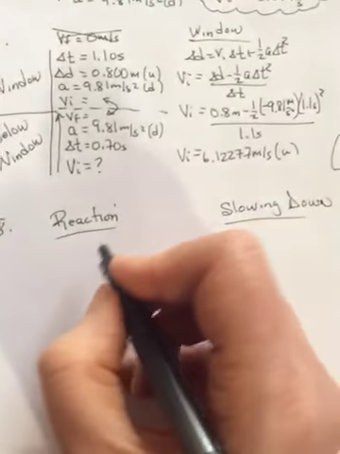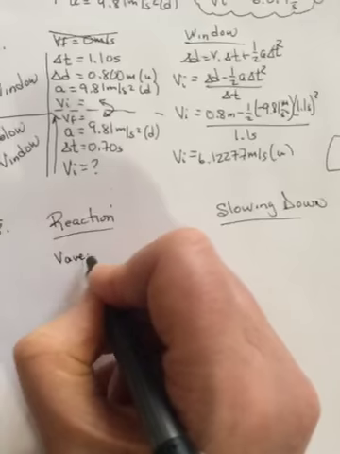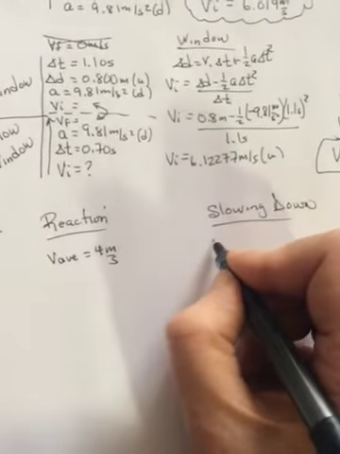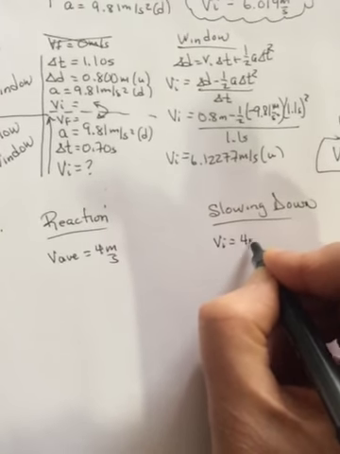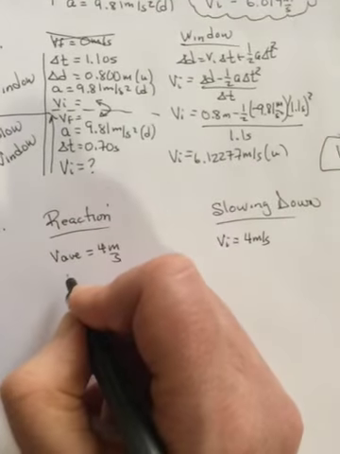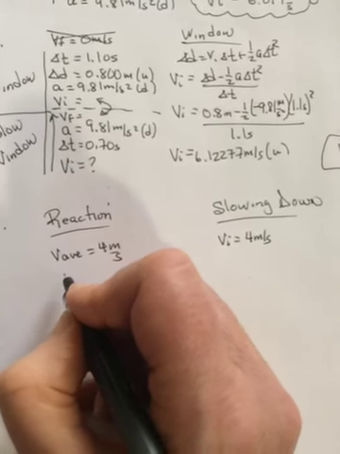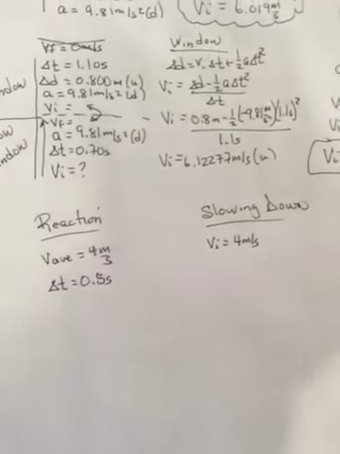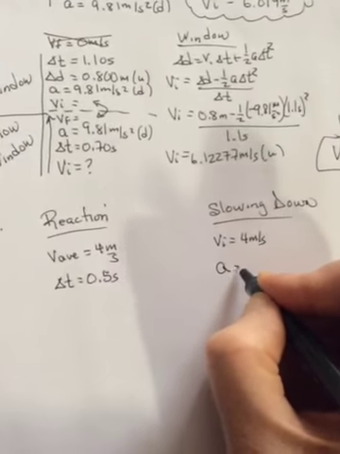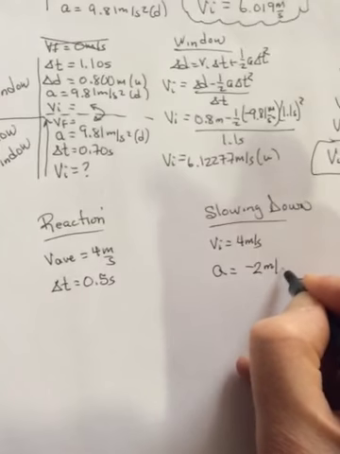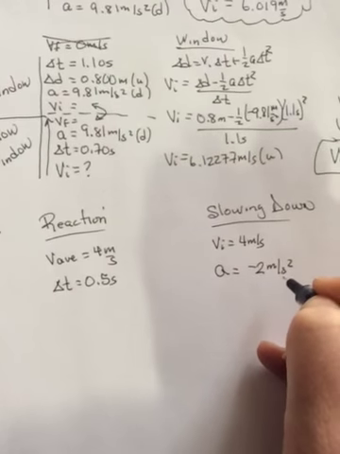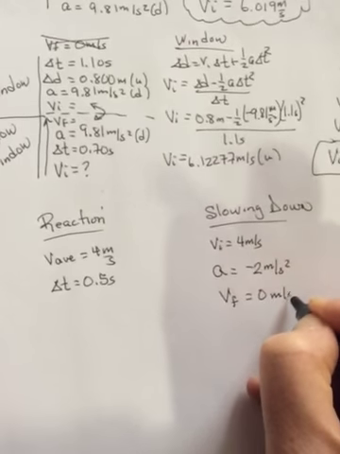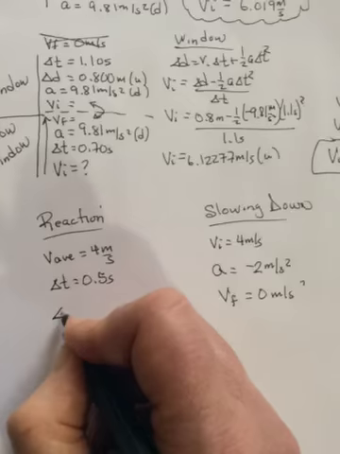Okay, so it says initially he is running 4 meters per second. So in his reaction time, that's his VAV. In his slowing down, that's his VI. And it says it takes him 0.5 of a second to decide he should try to slow down. So his time under reaction is 0.5. And when he goes to slow down, he slows down at a rate of negative 2 meters per second squared. And he's going to slow down, hopefully, until he stops. And it wants to know, will he hit the teacher?